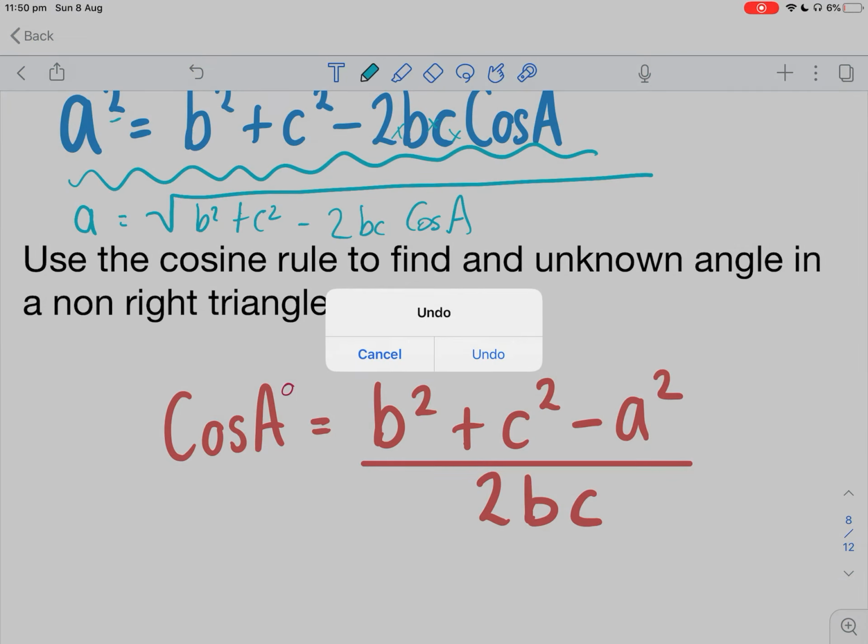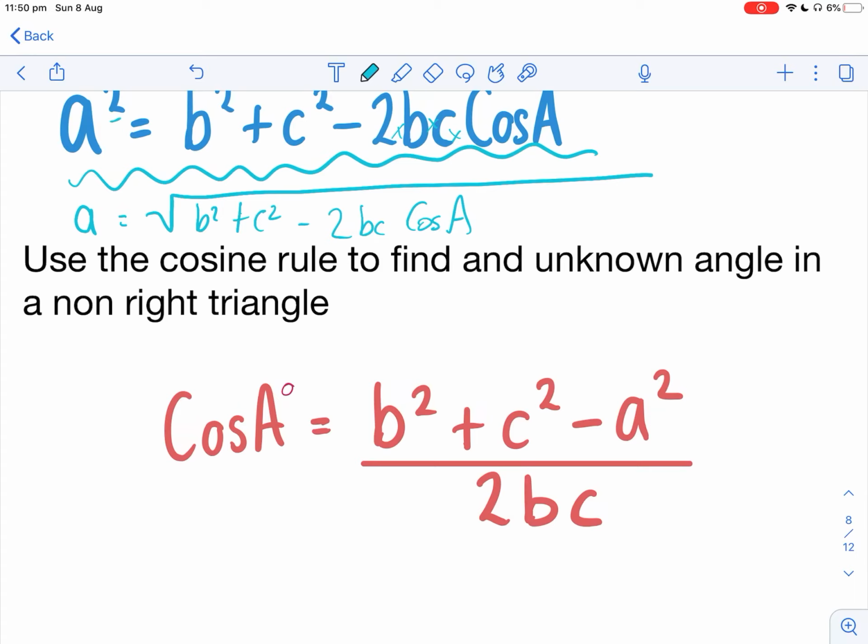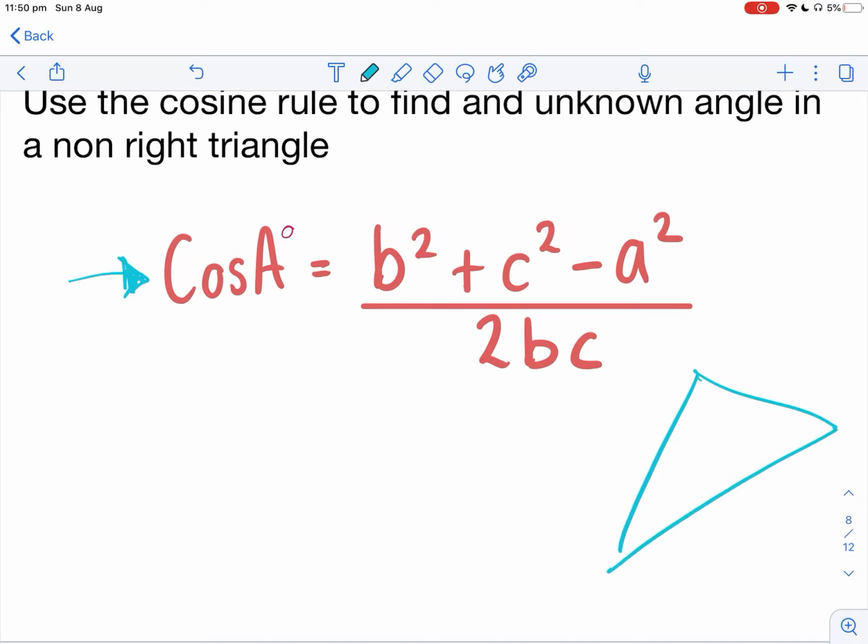This is the formula here for when you're trying to find an unknown angle. So you would use this if you know all three side lengths. So you might have a triangle like this, and we've got, let's just say 5, 6, and 7, and we want to find this angle here.